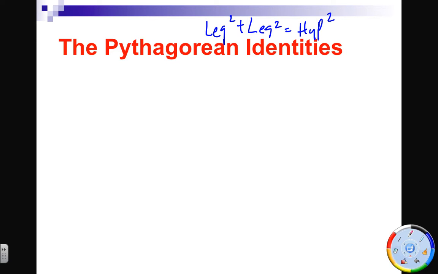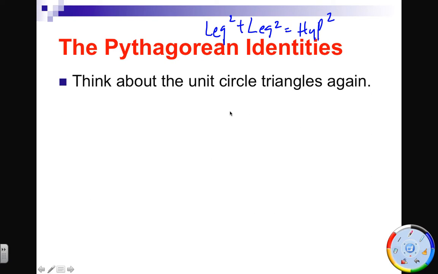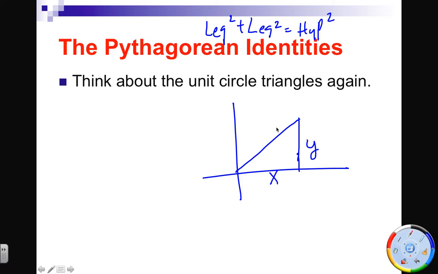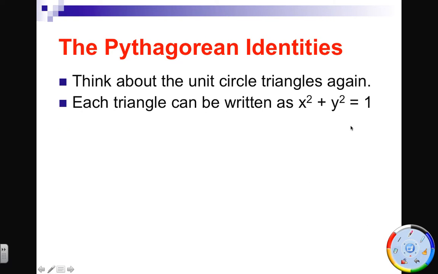It's always true, okay? So if you were to think about the unit circle triangles, if we looked at a triangle here, we had x, y, and 1. This would be a unit circle, right? Because all the radii are 1. If I did the Pythagorean theorem on this, I would have x squared plus y squared equals 1 squared. That's what we're going to start with here. Every single triangle on that circle can be written this way: x squared plus y squared equals 1.